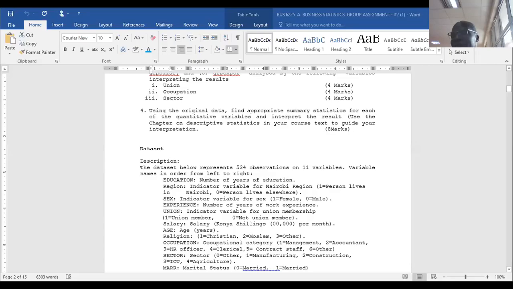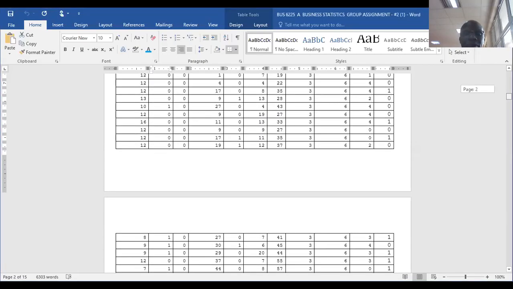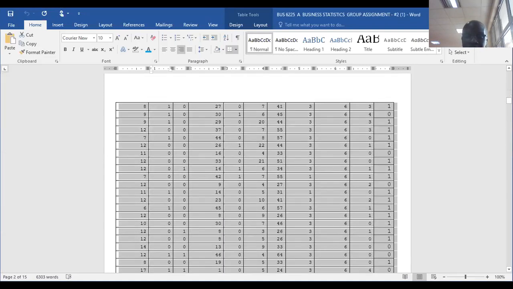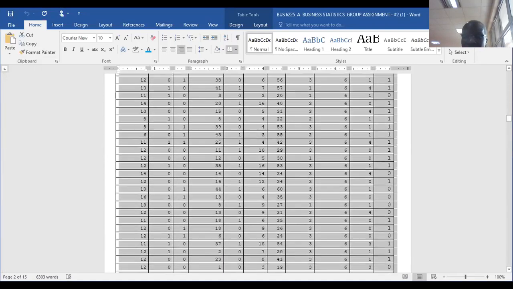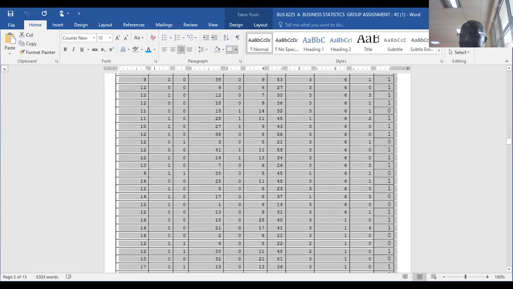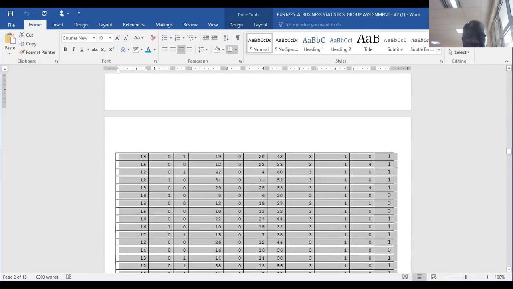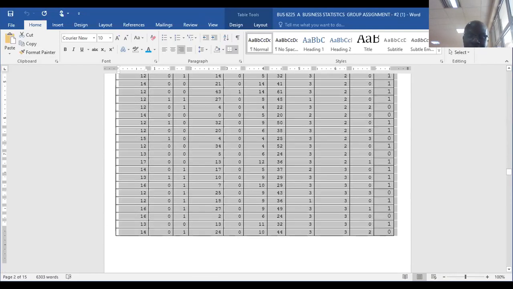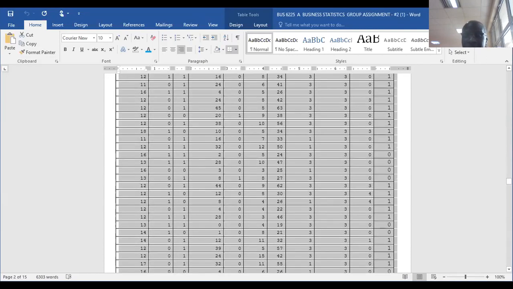Our concern now is data. We have defined our variables. This is the data. So I come here and copy all these things. They're the data set, these are data items, all the way to 534. Or if I saved it in Excel, I would just import from Excel. But I want to copy it from Word, where it is, and paste it that side.